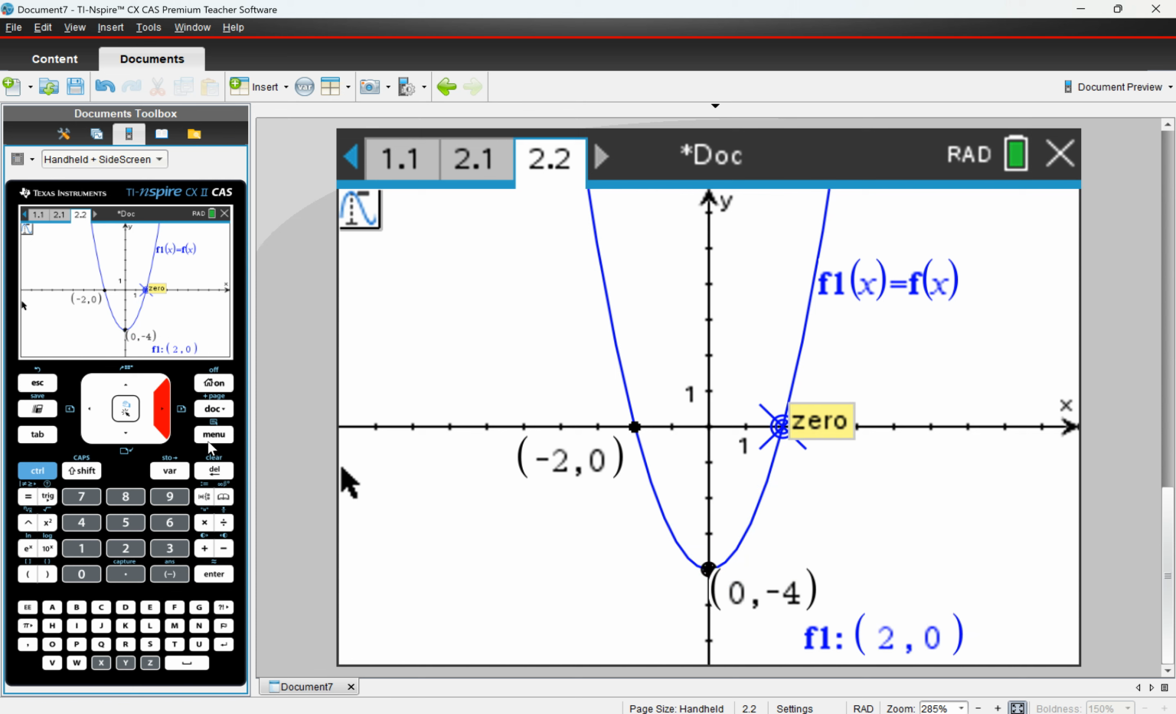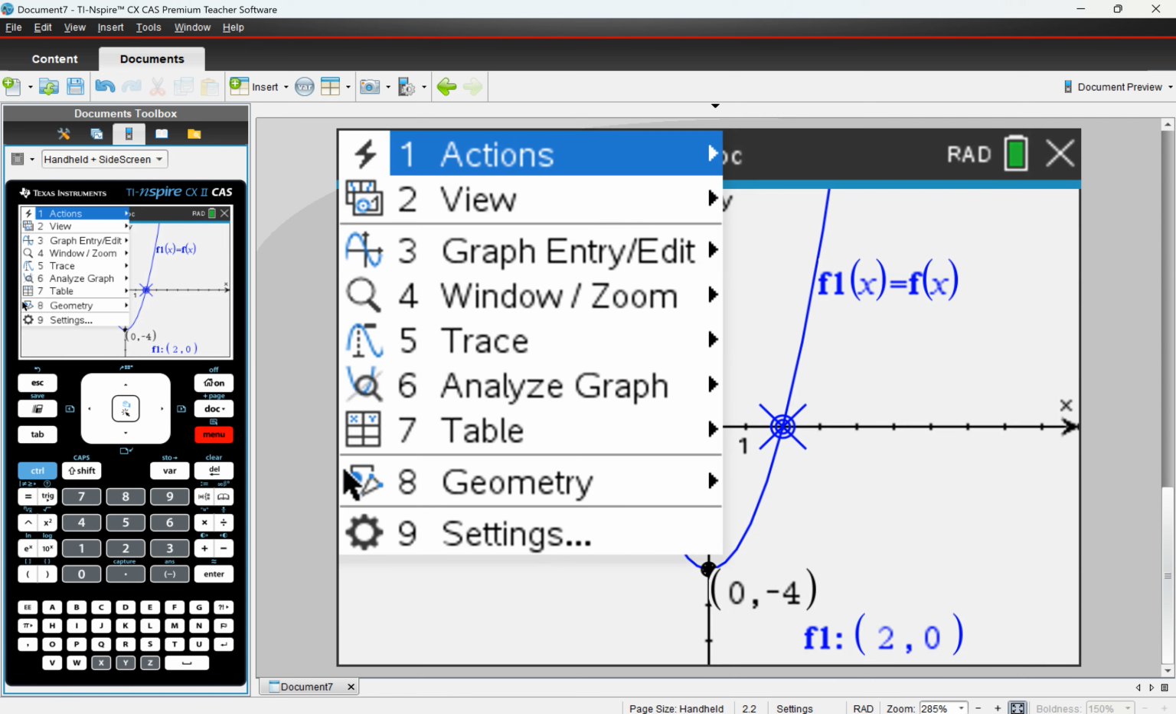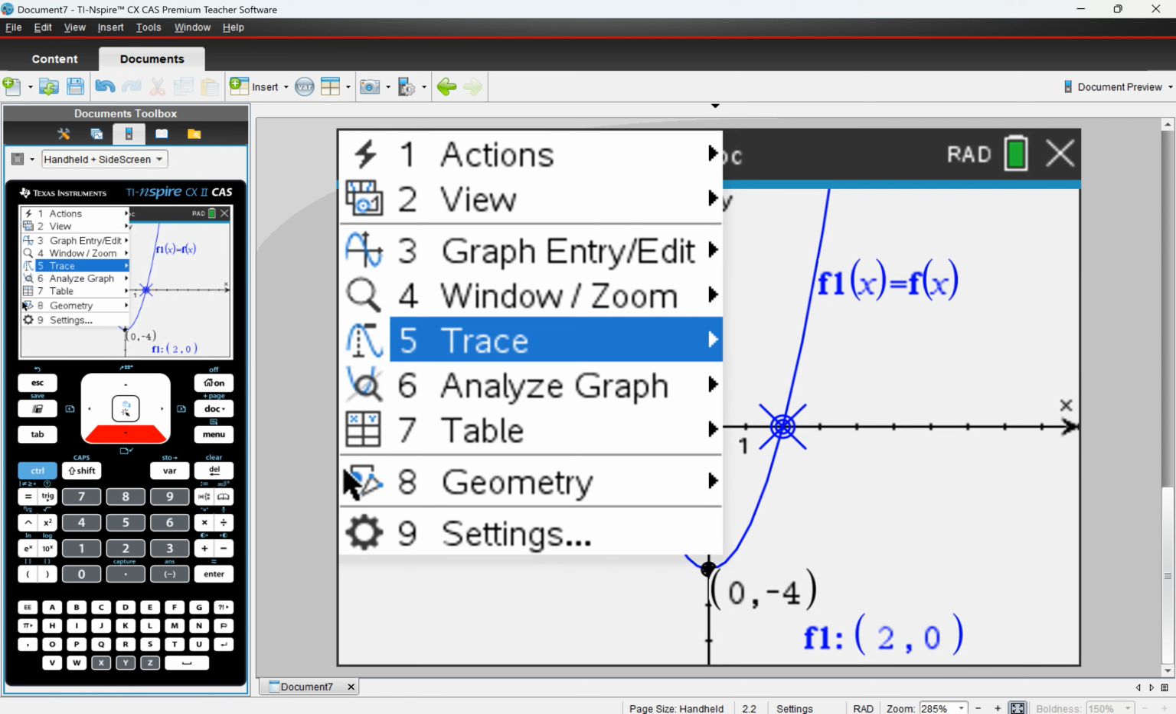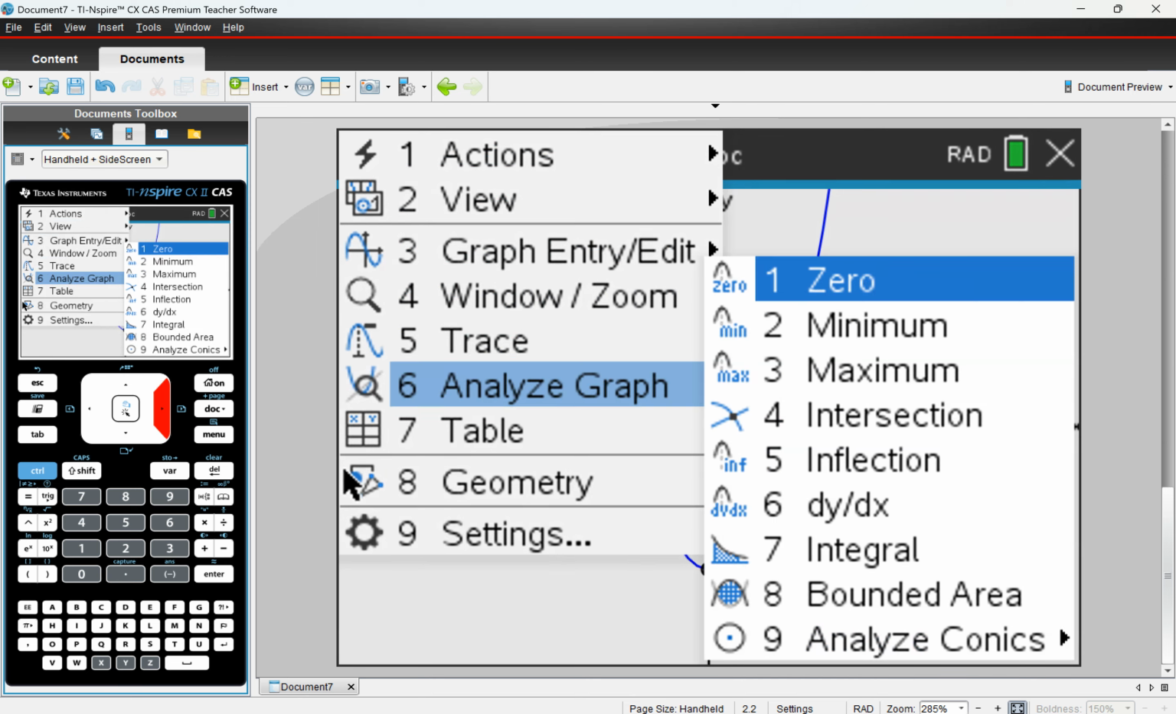Wait, so what was the... that one was menu trace. No, the other one, before that. Menu 6, 0. Oh, menu 6, 1. So you do menu and then press number 6 and then press number 1. It's like menu 1, 0. Yeah. So menu 6, 1 will get you the way to find x-intercepts.